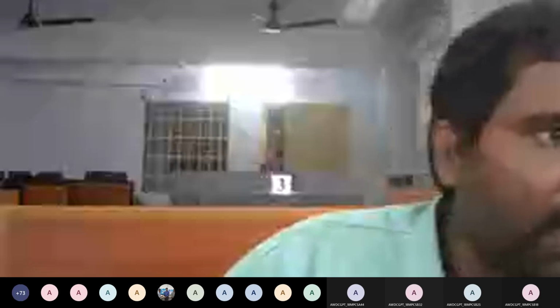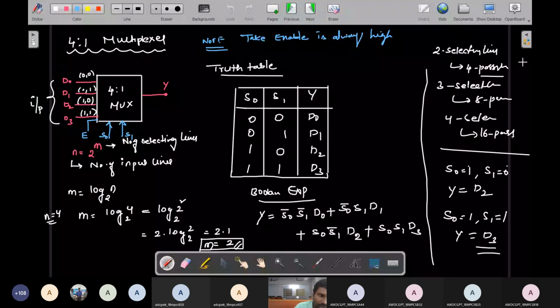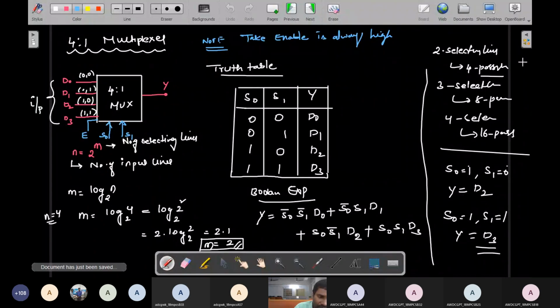2:1 multiplexer and 4:1 multiplexer. So today's class I'll start with the 8:1 multiplexer. After that I have to start multiplexer trees, expanding multiplexers. Okay, so then the multiplexers class will be over. After that we'll start with the demultiplexers.